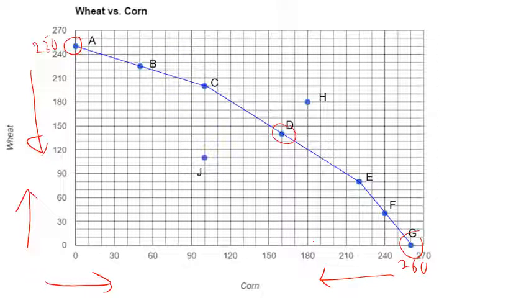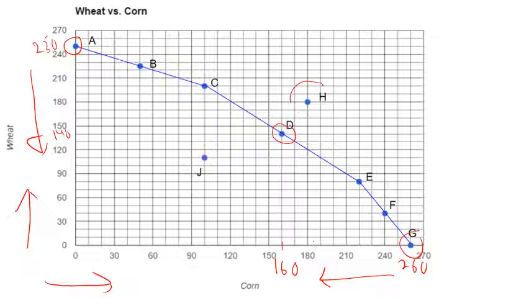Point D shows us that if we want to produce 140 bushels of wheat, the most corn we can produce is 160. It also shows us that if we want to make 160 bushels of corn, the most wheat we can make is 140. So the production possibility frontier shows us the most of one good we can make given the amount of another good that we are making.